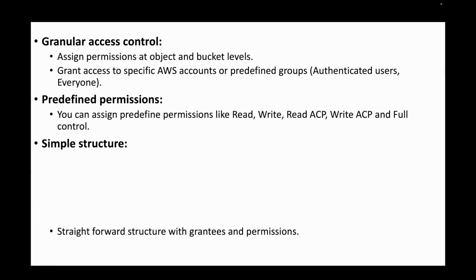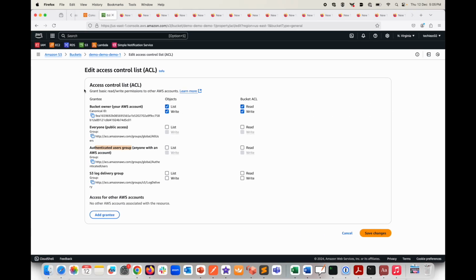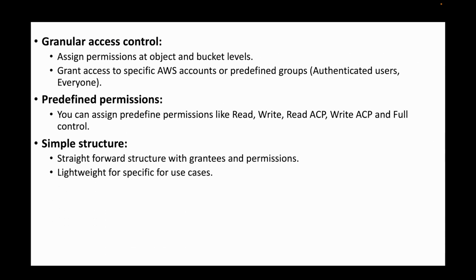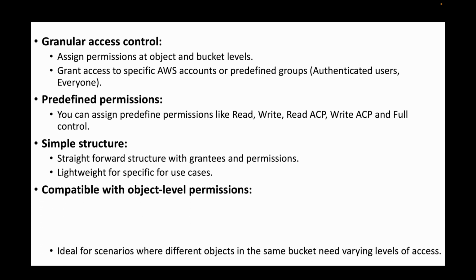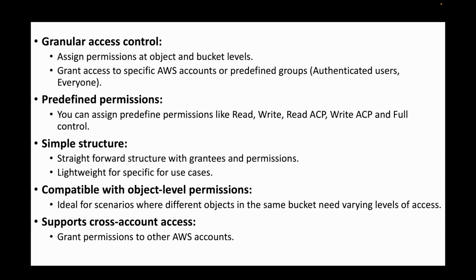Then it has a very simple structure, a very straightforward structure where you have your grantees and your permission, unlike bucket policies where you need to write your policies in JSON. It is very lightweight for specific use cases and compatible with object level permissions. So it is ideal for scenarios where you have different objects in the same bucket and you need varying levels of access to these different objects. It also supports cross account access, so you can grant permissions to other AWS accounts as well.